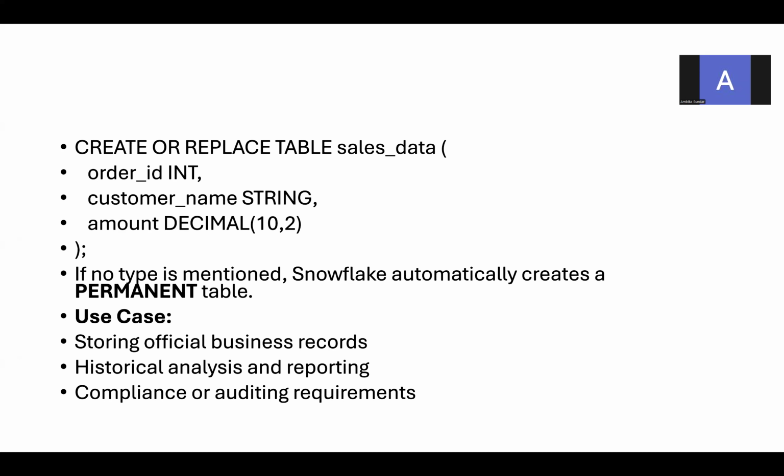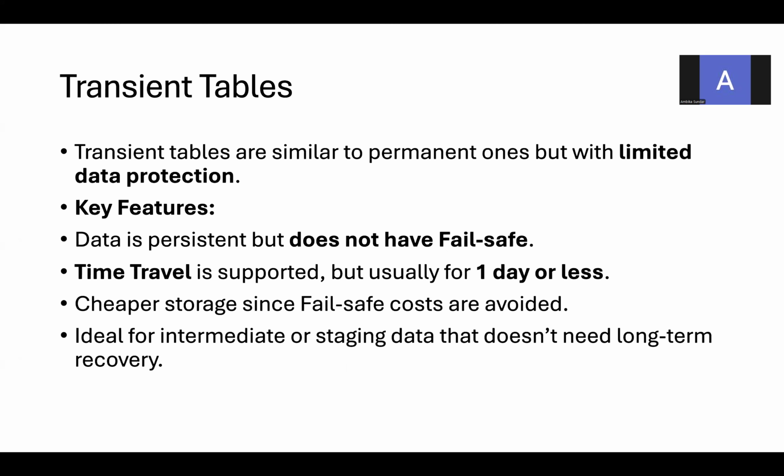In the permanent table, what kind of data will be stored? Official business data, customer and client data. Historical analysis means data for many years, not the current year. For the last 5 years, last 10 years, that data will be stored for historical analysis and it will be used for reporting as well. Auditing requirements means I want to see when this table was created, which user created this table, how long this table has been used in this transaction. So these are the things we are going to refer to.